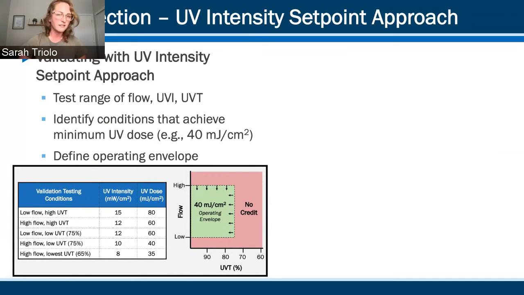If we look a little bit closer at this table, this is just an arbitrary example, but what you can see is that during this testing, you might develop a data set where you look at different combinations, so a low flow, high UVT, and your UV intensity measurement, and what dose we are achieving there. Let's say you were targeting a dose of 40. You can see in your last test condition that when your UVT dropped to 65%, you only achieved a dose of 35. So that creates this cutoff for your operating envelope where you know you can't drop to a UVT of 65%. Otherwise, you're no longer achieving the dose.